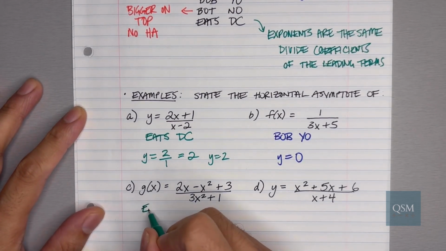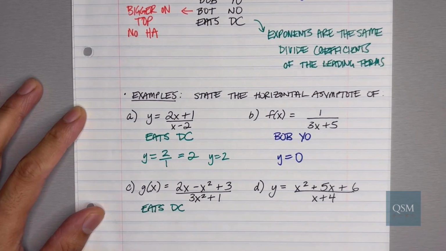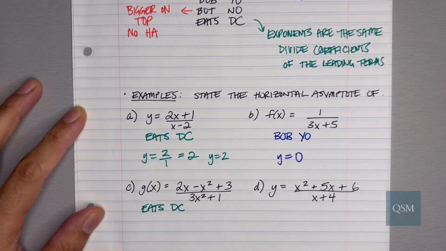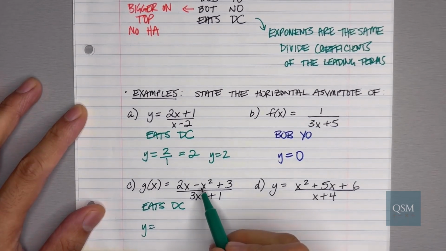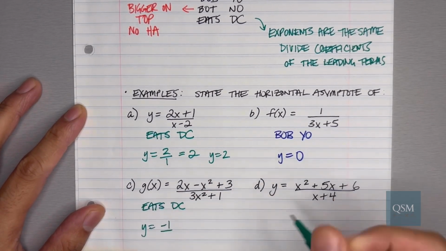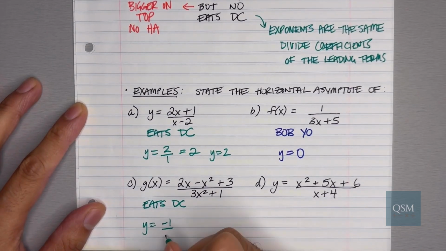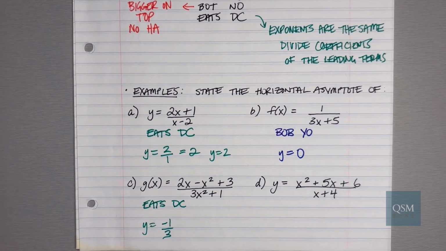This is eats DC. The exponents are the same on the top and the bottom, so we're going to divide the leading coefficients. And that's going to give us negative 1 on top. The coefficient on this term is negative 1. And 3 on the bottom. So we get a horizontal asymptote of y equals negative 1 over 3.